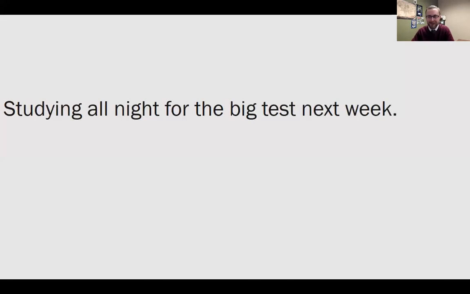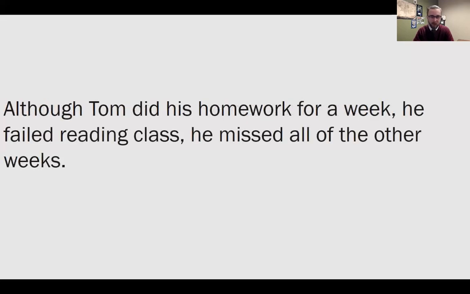Dr. Nick was studying all night for the big test next week. Don't ask me why I came up with that, but we need somebody to do the studying. Gustav was studying all night for the big test next week. We need somebody, or I could say Gustav is studying all night for the big test next week. Two more. Here's one more.